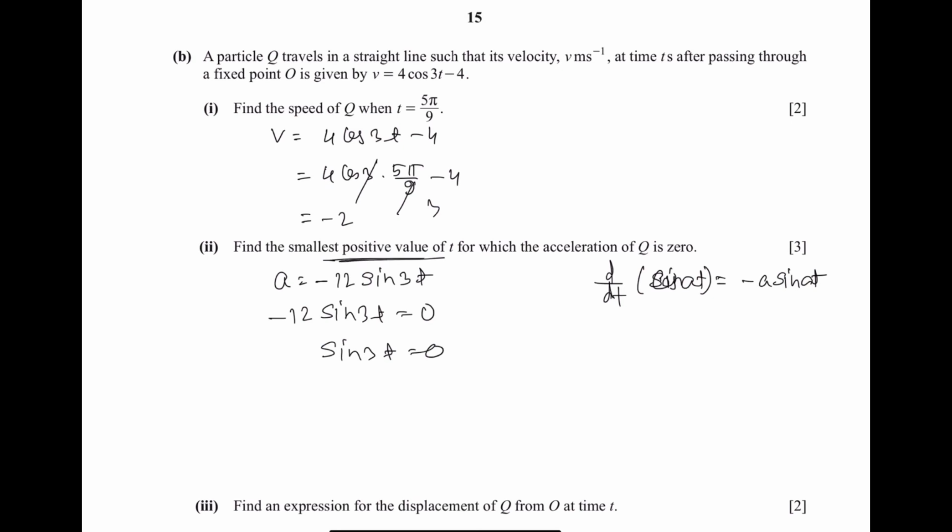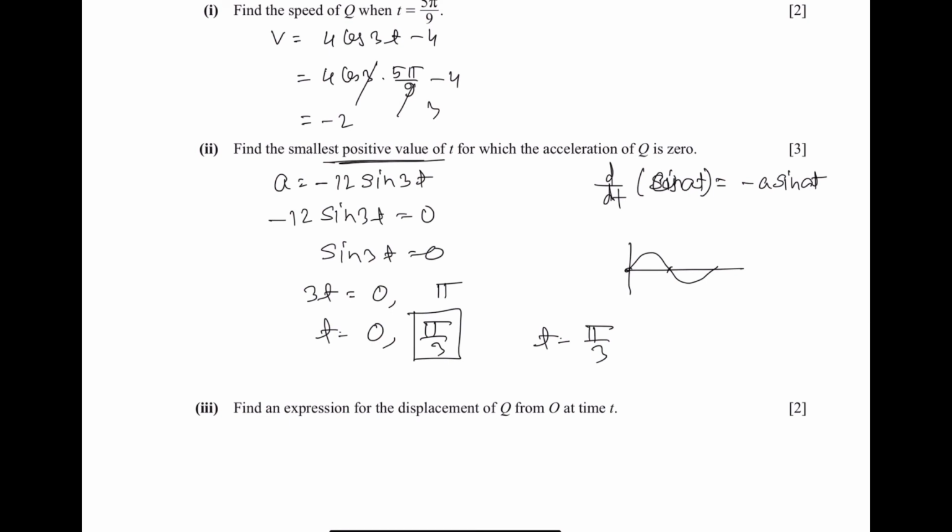If we know the sine curve, we can easily find it. 3t can be first of all 0, another one is pi. So t can be 0, and pi by 3. We are going to find the smallest positive value, so this is 0, so t equals pi by 3.